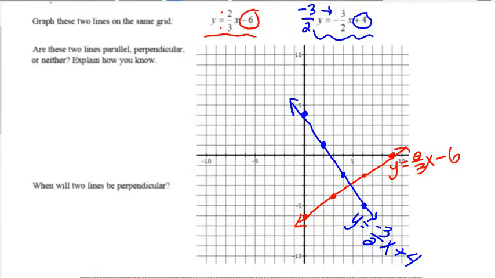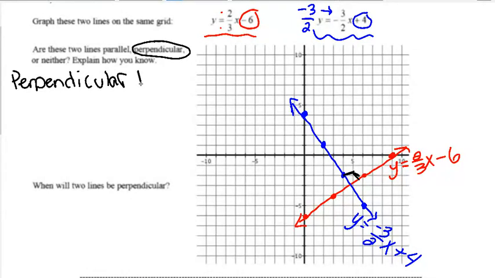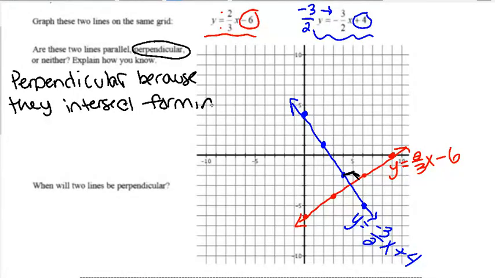So if you look at these two lines, they cross. And they even cross really nicely, that they form a 90-degree angle. So lines that intersect and form a 90-degree angle are perpendicular lines. So these are perpendicular because they intersect, forming a 90-degree angle. Instead of writing the word angle, I'm going to use the symbol. That means angle.